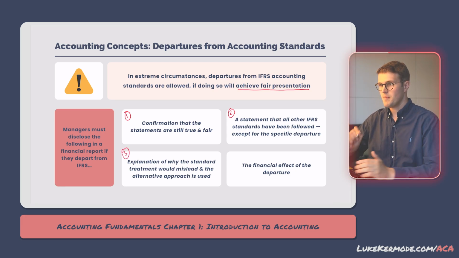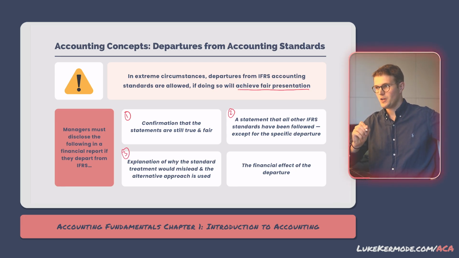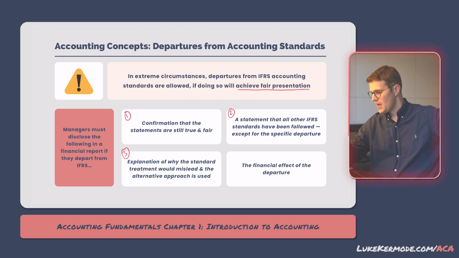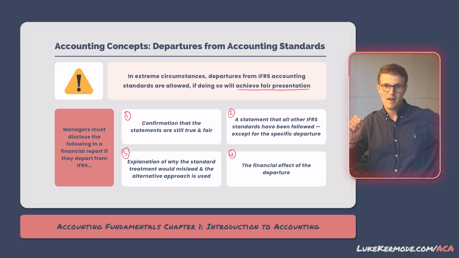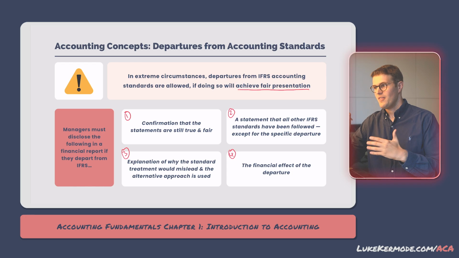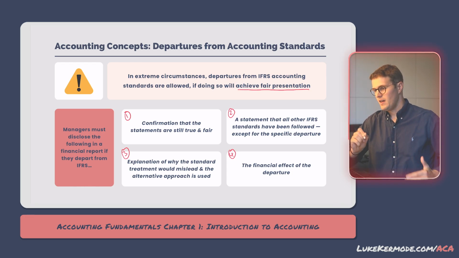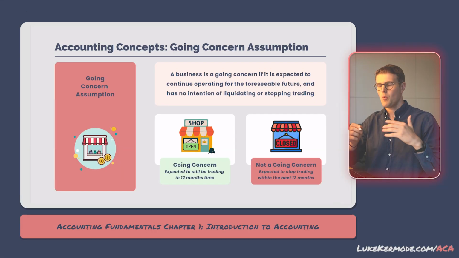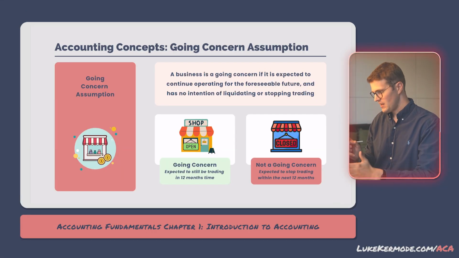Thirdly, the business must explain the nature of the departure, why following the standard treatment would be misleading, and what alternative approach has been taken. And finally, the financial effect of the departure must also be disclosed. So remember, departures from IFRS are very rare, and they're only permitted where they're absolutely necessary to achieve fair and faithful presentation. Let's now discuss one of the key principles in accounting, the going concern assumption.